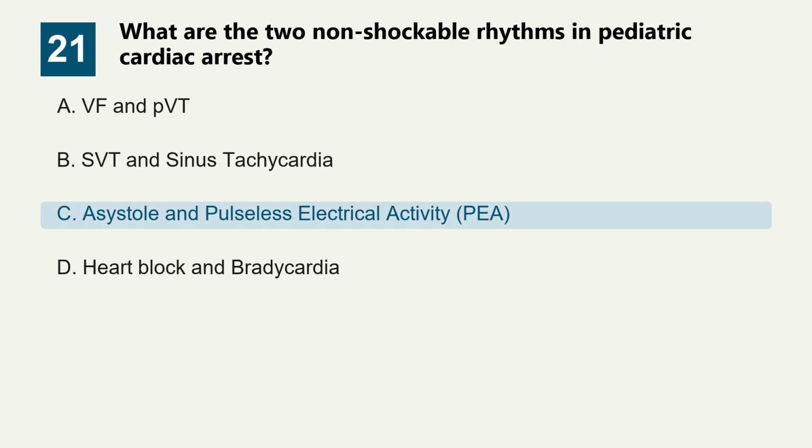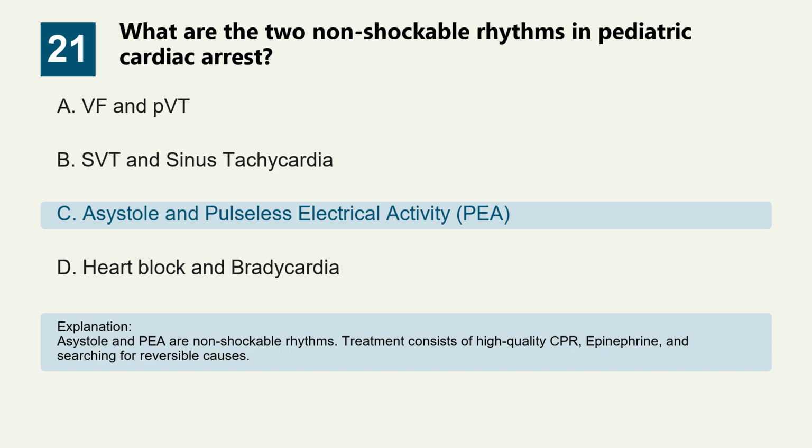The correct answer is option C. Asystole and pulseless electrical activity, PEA. Asystole and PEA are non-shockable rhythms. Treatment consists of high-quality CPR, epinephrine, and searching for reversible causes.